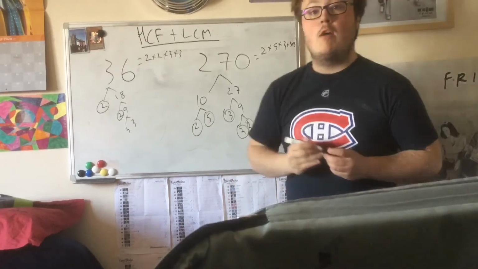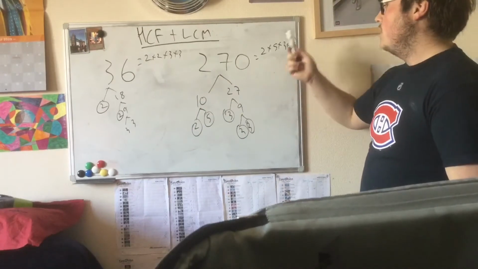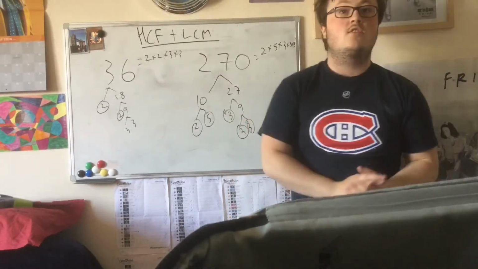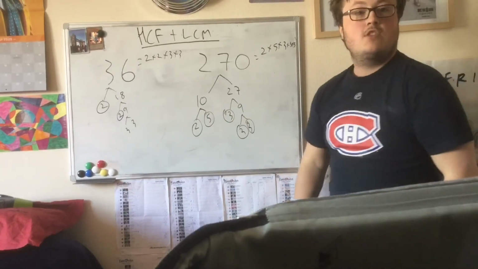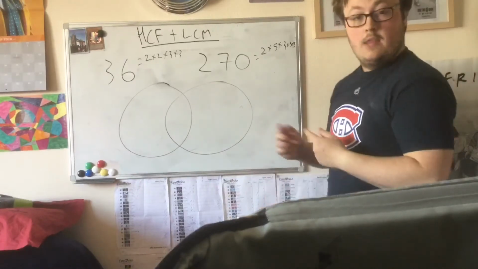So now we know the prime factors: 2 times 2 times 3 times 3, and 2 times 5 times 3 times 3 times 3. Those are the prime factors of 36 and 270. So the next thing we have to do is draw a Venn diagram like this one.